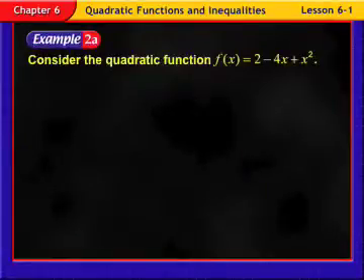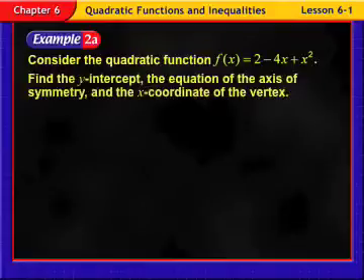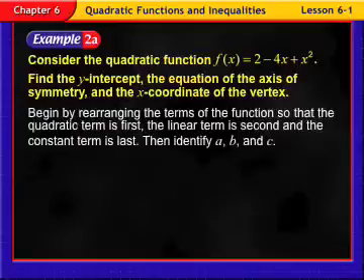Here in example 2, we're going to consider the quadratic function f of x equals 2 minus 4x plus x squared. We need to find the y-intercept of this function, the equation of the axis of symmetry, and the x-coordinate of the vertex. We're going to begin by rearranging this quadratic in descending order so that we can identify the a, b, and c.